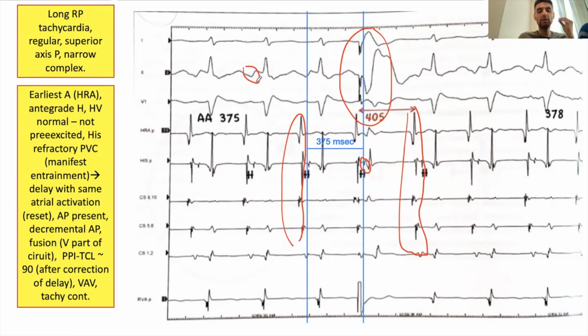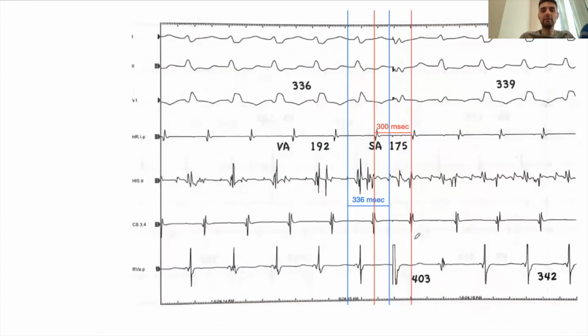There is manifest entrainment, fusion with reset. There was a specific delay in atrial activation as the specific type of reset in this case. So there's a decremental accessory pathway that is present. The V is fused, and hence V is part of the circuit. PPI minus tachycardia cycle length is around 90. And after correction of the AH delay subsequent to the His refractory PVC, there was a VAV response and the tachycardia continued. So it's most likely AVRT involving a right accessory pathway. Okay, another example here.